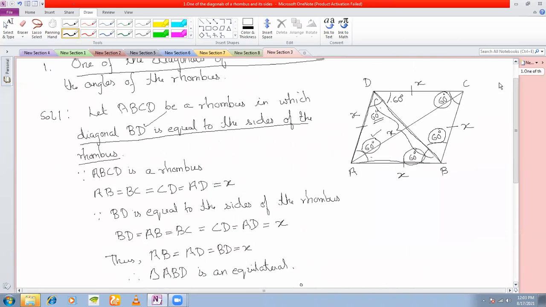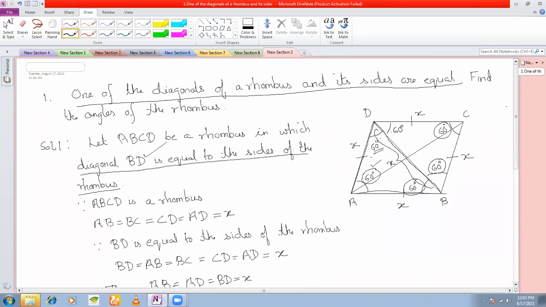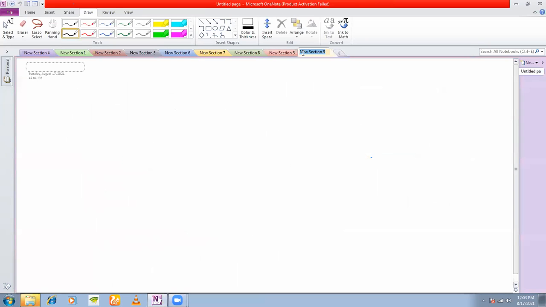Okay. So no angles were given. Only the fact that one diagonal is equal to the sides of the rhombus was given. From that, we found out all the angles. What helped us find out the angle? What helped us was that this triangle that you see, ABD, was an equilateral triangle. Okay. So we'll continue with the next problem then.